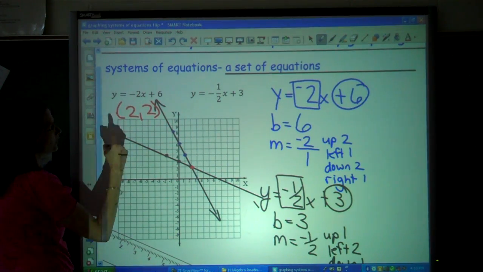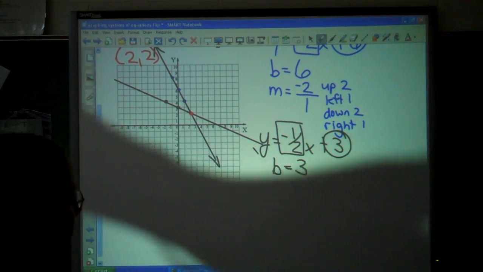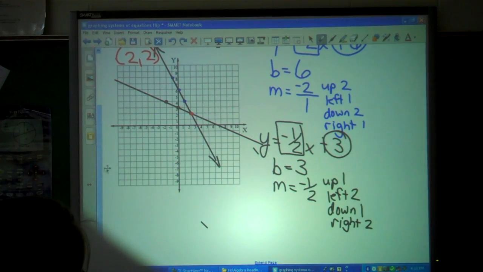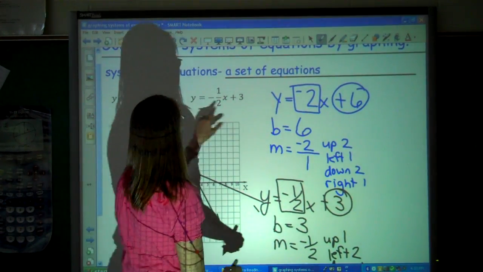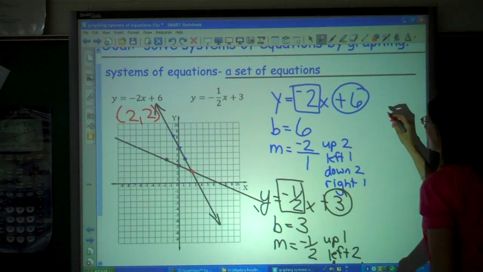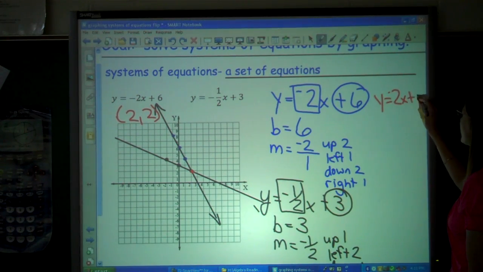So what we're going to do is check our work to make sure that it did make a true statement. I'm going to temporarily get rid of my ruler, and I'm going to take this equation right here and plug in the x of 2 and y of 2. So over here I've got y equals negative 2x plus 6.